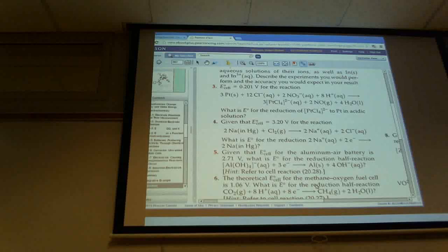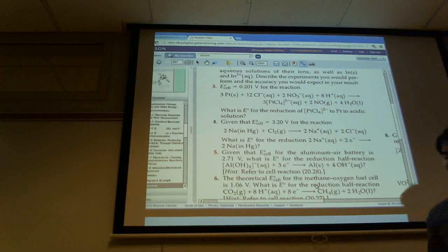Something like number 3. How many moles of electrons are transferred in a reaction like number 3? That's a hard one. Or it might not be so hard. Six moles is what you got?